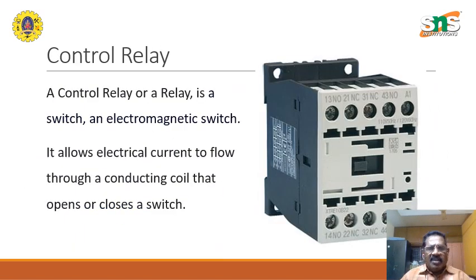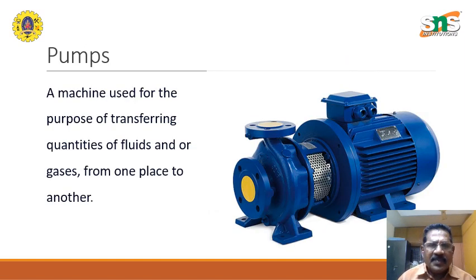Okay, you have the control relay. A control relay is a switch or a magnetic switch. It allows electrical current to flow through a conducting coil that opens or closes the switch. And finally, you have the pumps, a machine used for the purpose of transferring quantities of liquid or gases from one place to the other place, either horizontally or vertically above.